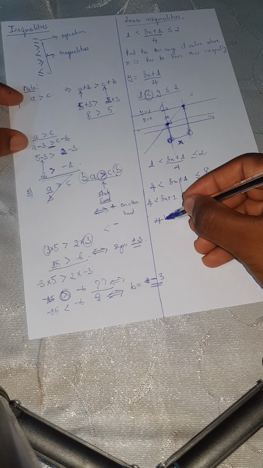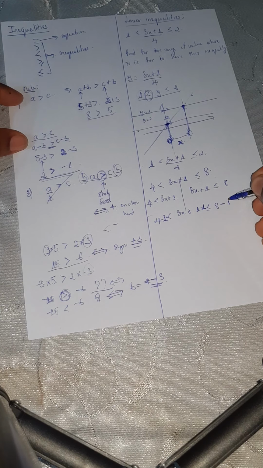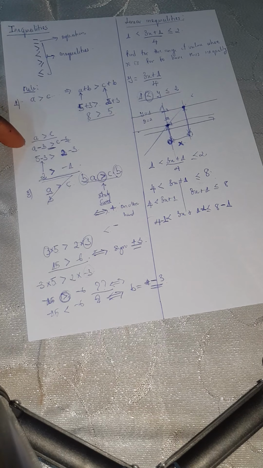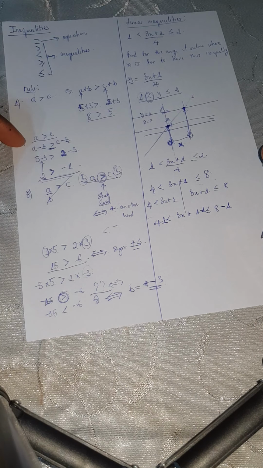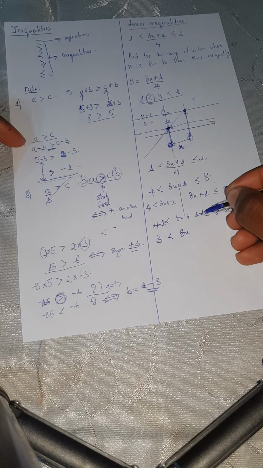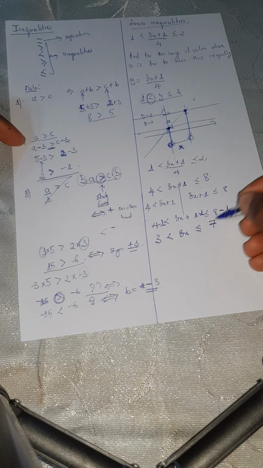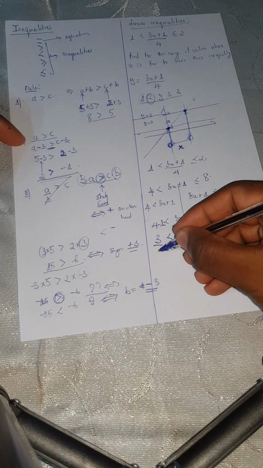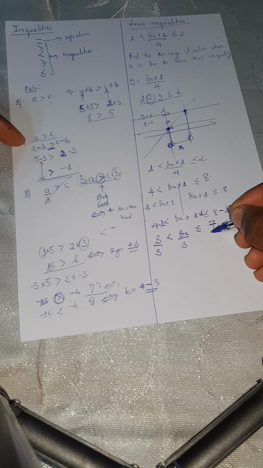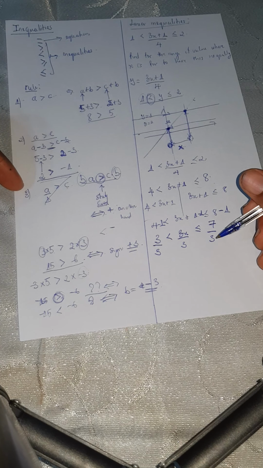So if I subtract 1 here, I subtract 1 here and I subtract 1 here. So it's the second law of the rules of inequality. So this gives me 3 is less than 3x, less than or equal to 7. And now I'm capable of dividing all the sides by 3, which is the fourth law of inequalities.